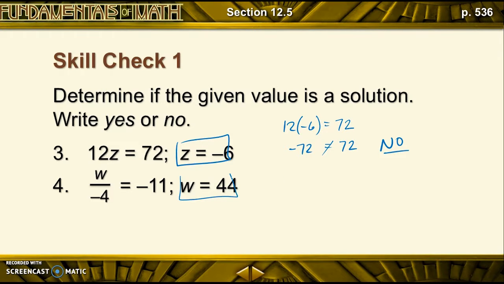And w equals 44, so we'll do 44 over negative 4 equal to negative 11. Remember, whenever we see a fraction like this, it's like a division problem. 44 divided by 4 is 11. A positive divided by a negative gives us a negative. So is negative 11 equal to negative 11?